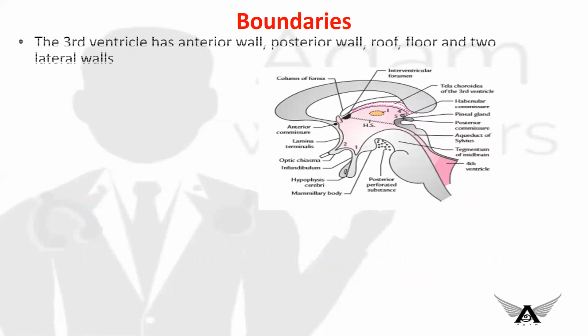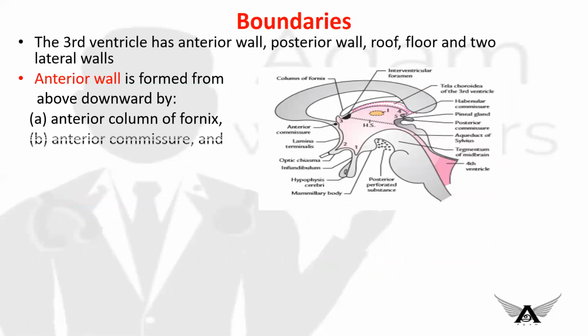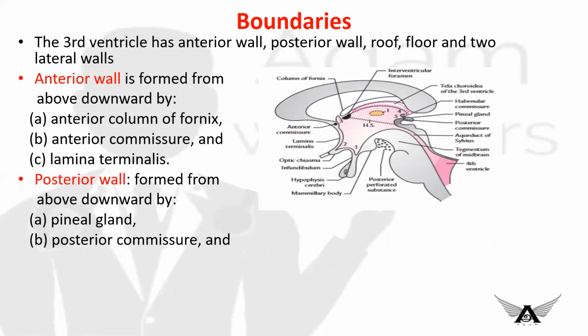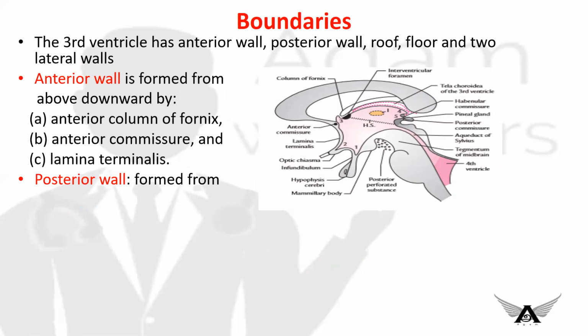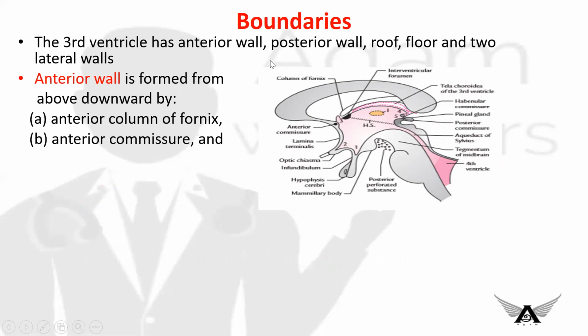So we'll go into the boundaries of the third ventricle. The third ventricle has an anterior wall, a posterior wall, a roof, a floor, and two lateral walls, because it is located between the C shape of the lateral ventricles. See, the anterior wall is formed from above downward. So you will have to remember this. The anterior wall is formed from above downward by the anterior column of fornix, anterior commissure, and lamina terminalis.